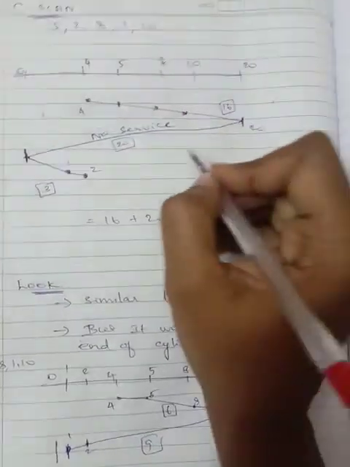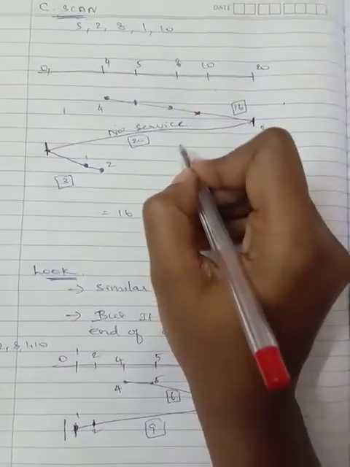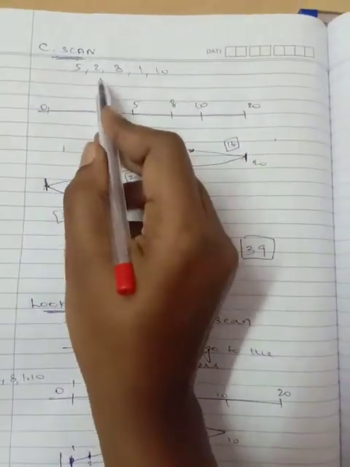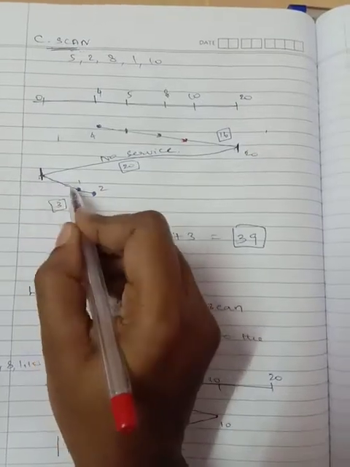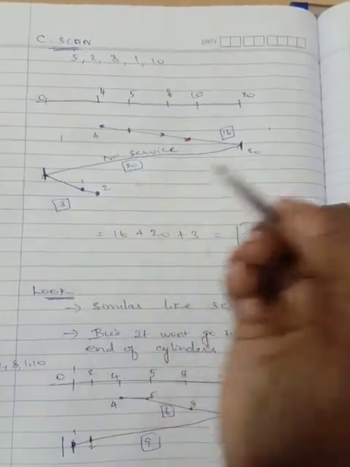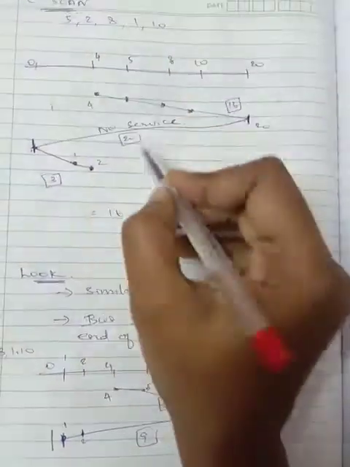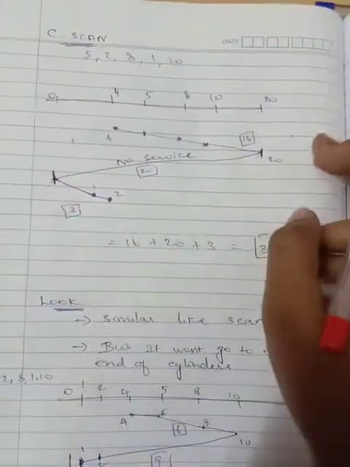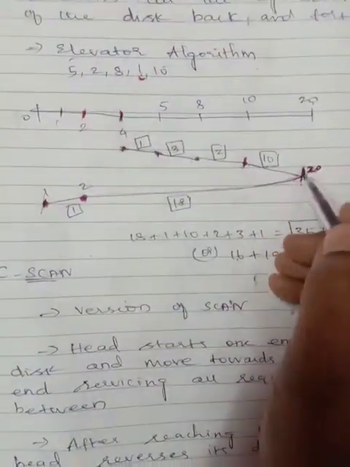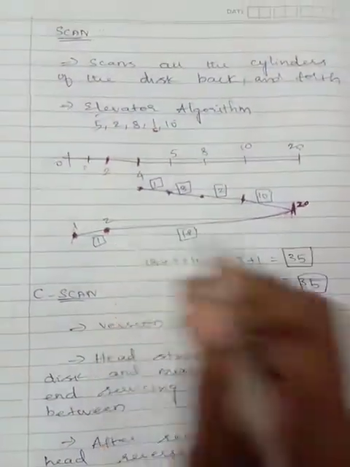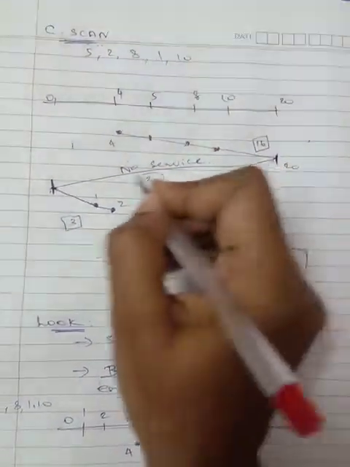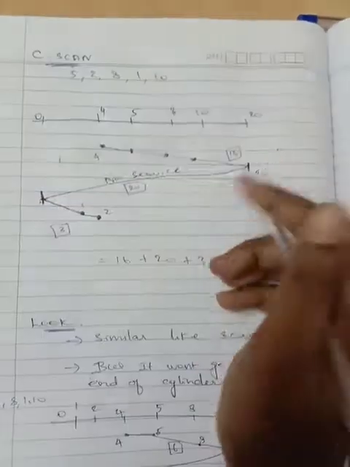Okay, but the head movement we have to calculate. And then again after this, point 1 and 2 are there. So I have to go from 0 to 1 and 2. So this is called complete scan. So the only difference between SCAN and C-SCAN is, while returning back in the SCAN algorithm, it will do the service. But in C-SCAN, it won't do any service when it returns back. That is the only difference.